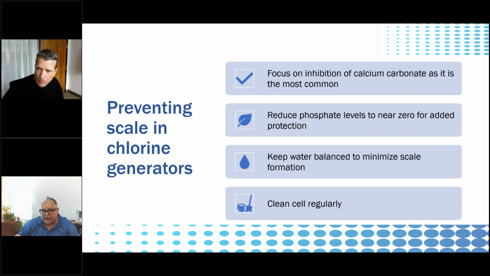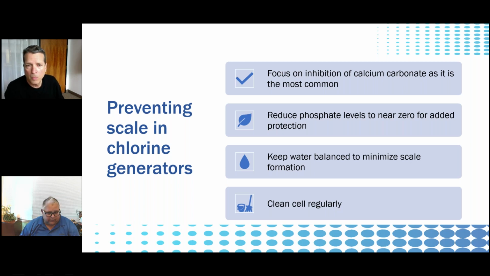So there's things you can do, right? You can add scale inhibitors to keep calcium from being able to bond to carbonate or phosphate and keep that scale from forming. Now those are effective, but they're not 100% effective. So you are still going to get some scale buildup, but you can slow it way down by adding a scale inhibitor to the pool. You can reduce phosphate levels. That helps to get rid of the calcium phosphate scale or the snowflakes.